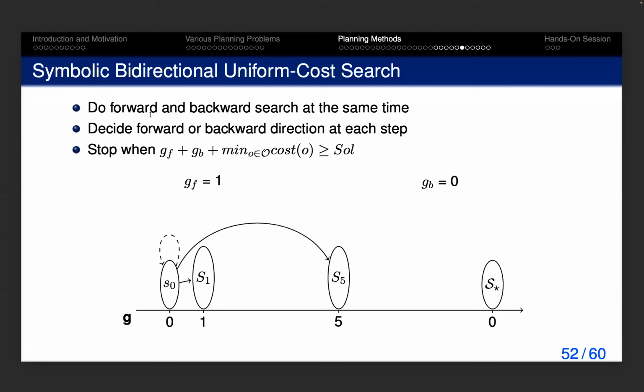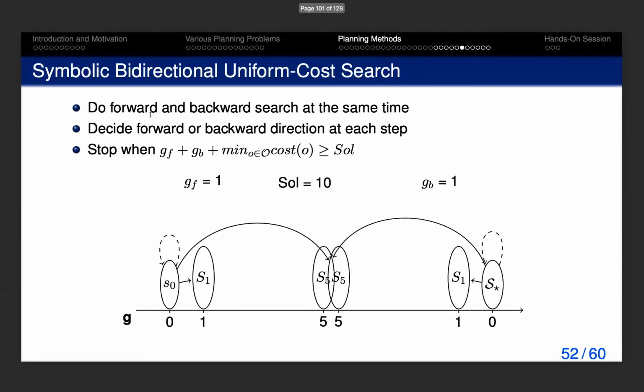You find here something with S1 and S5, and then you do a backward search that generates all states which are reachable with cost 0 in the backward direction, and also the other direction. And now let's say we have found a collision. So how do you find a collision? Basically, if two state sets you have found have a non-empty intersection.